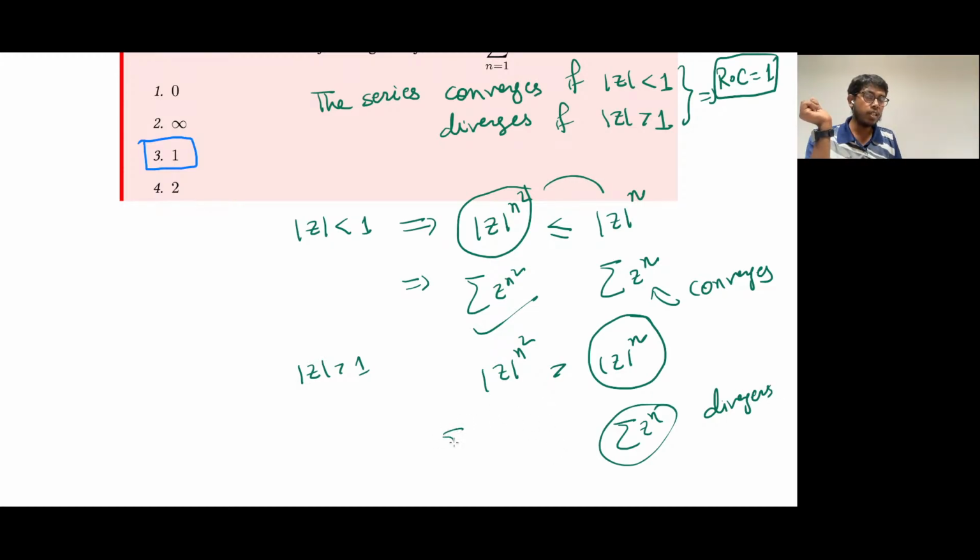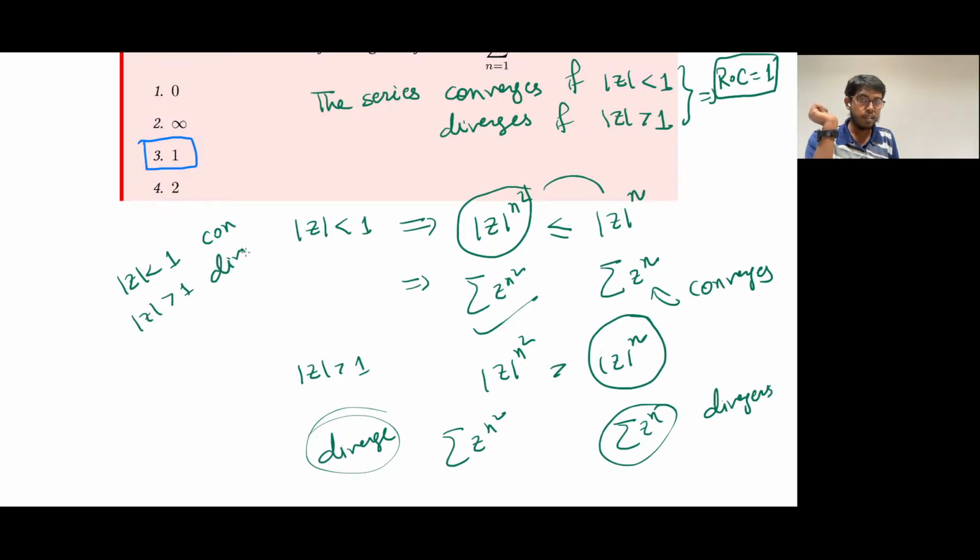And therefore, the series will also diverge. And these two things prove that if mod z is less than 1, the series is convergent, and if mod z is bigger than 1, the series is divergent. And hence the radius of convergence is... sorry, the radius of convergence is 1.